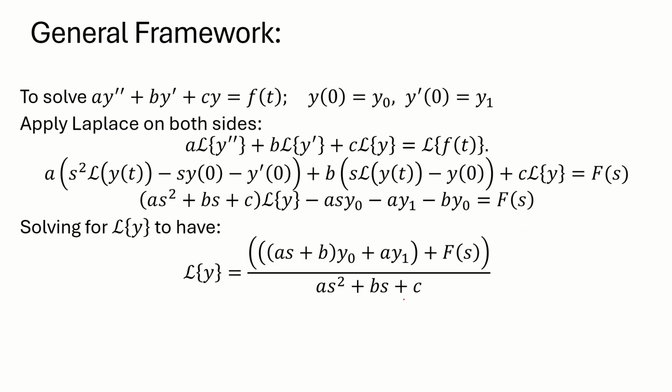If you look carefully at a s square plus b s plus c, and recall the characteristic equation method from the other techniques we used, it is the characteristic polynomial for a second order differential equation. You should remember that we usually replace the double derivative with lambda square, the first order derivative with lambda, and y with 1. So we get a lambda square plus b lambda plus c. If I replace lambda with s, will I not get exactly what I have here? So the characteristic polynomial, with lambda replaced by s, will be in the denominator.